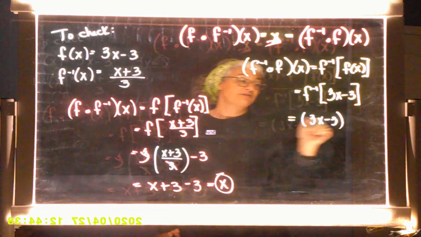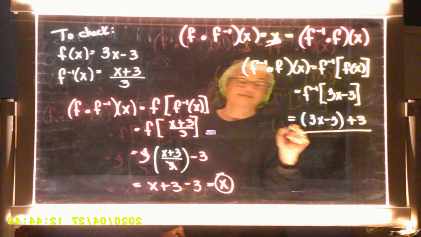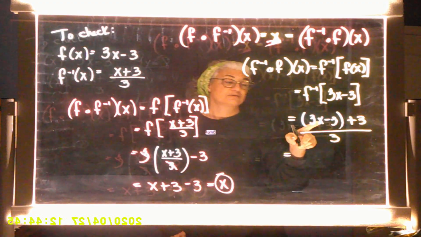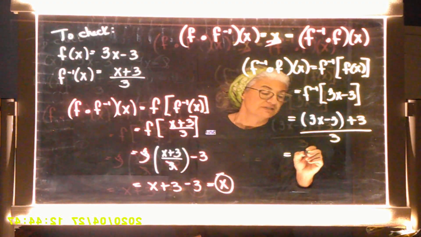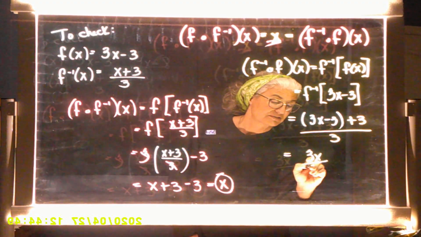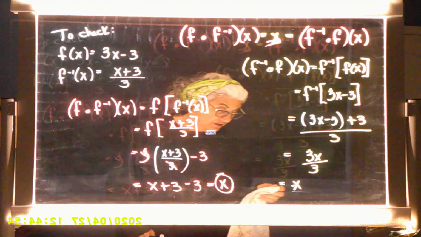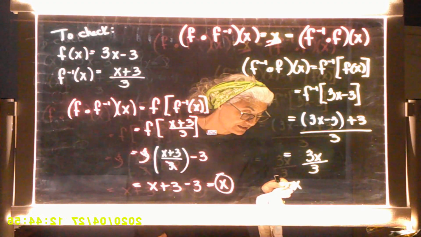And then it says add 3 to it. And then it says divide by 3. Well, look what happens in the numerator. This minus 3 and plus 3 will cancel, which leaves me 3x over 3, which leaves me x. Oops, not a negative sign, just x.